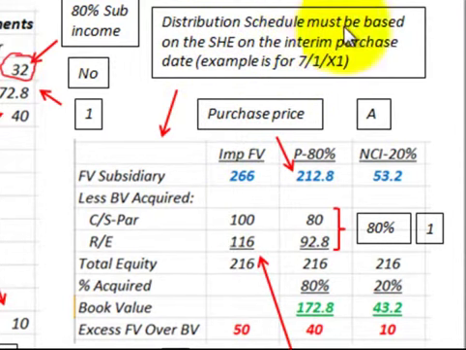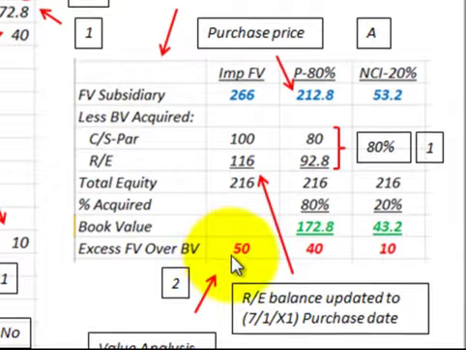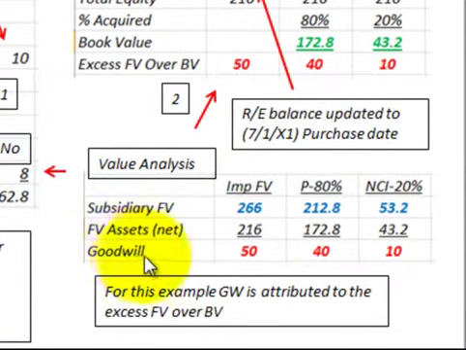So this distribution schedule must be based on the shareholders' equity at the interim purchase date, and for our example, it was 7/1/X1. And then again, to point out, the retained earnings on our distribution schedule would be based on the updated retained earnings on 7/1/X1, the purchase date. And then for our example, our excess of the fair value over the book value, we calculated based totally on the goodwill that was allocated for the parent and the non-controlling interest and the total goodwill.